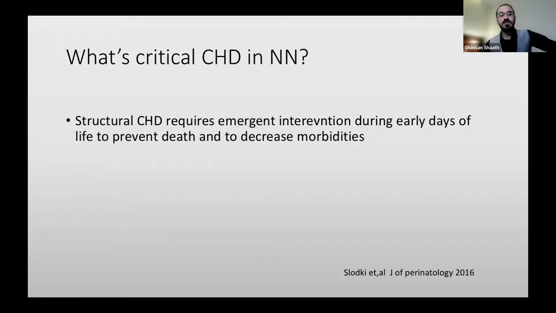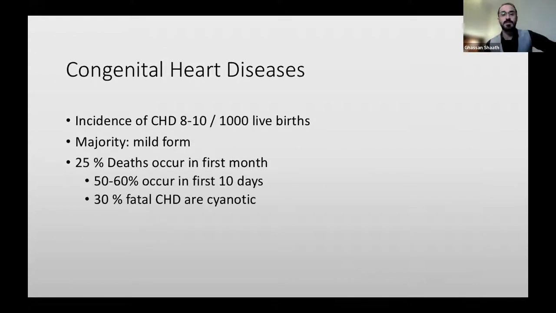Critical congenital heart disease, simply, and that's the easiest definition, is a structural heart disease that requires emergent intervention, whether by surgery or cath, during the early days of life to prevent death or to minimize morbidities. Heart disease, as we know, occurs in 1 to 1.5% of live births; that many children have congenital heart disease.